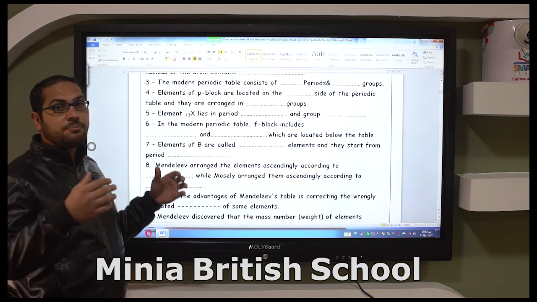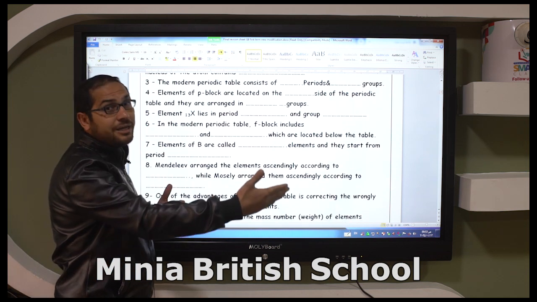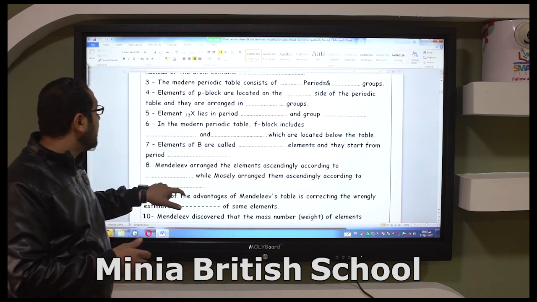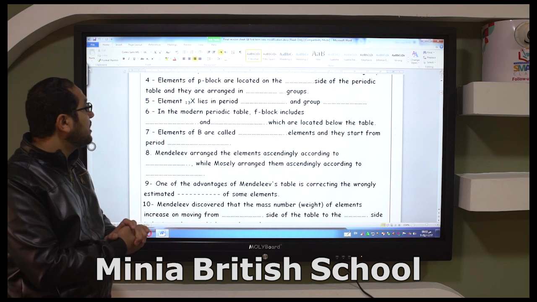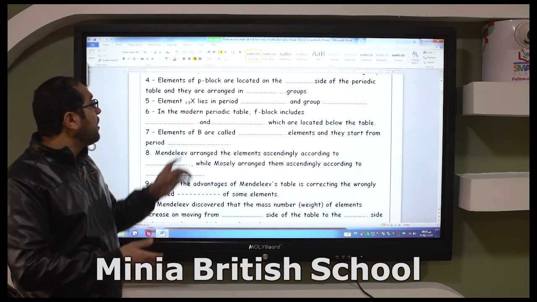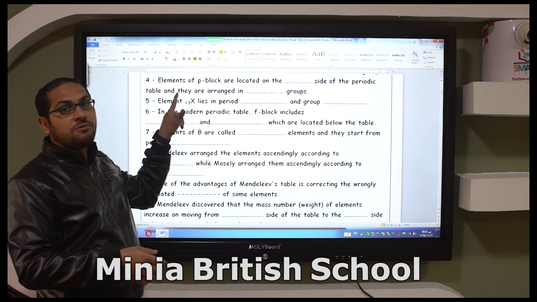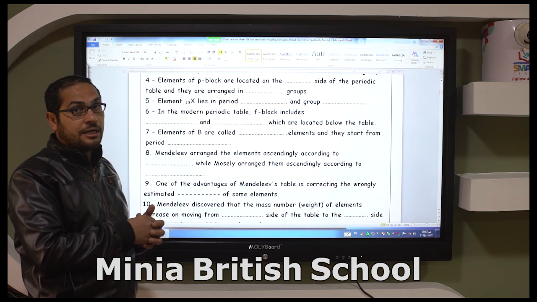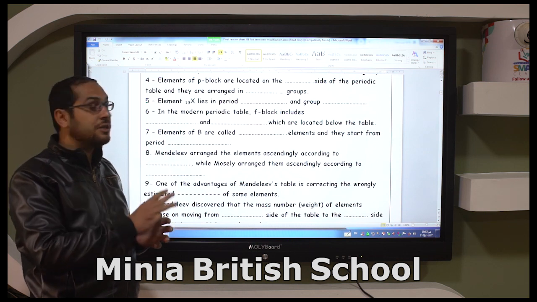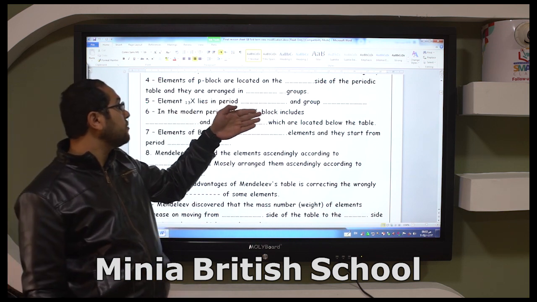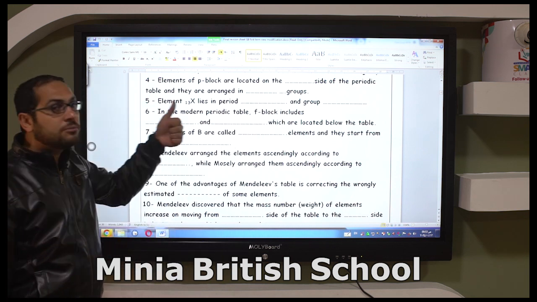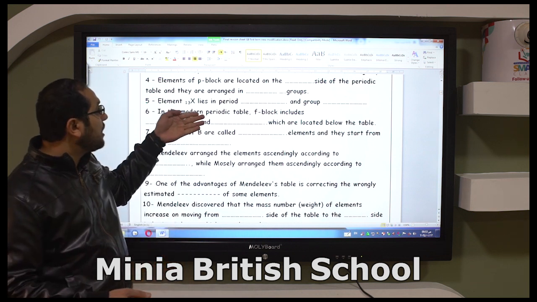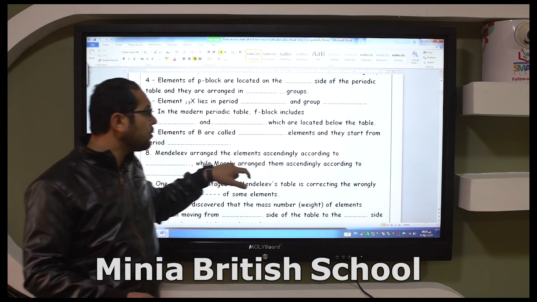Elements of the P block are located on the right side, while the S block is located on the left side. Element X13 lies in which period? First, we write the electronic configuration: 2, 8, 3. This electronic configuration has 3 energy levels, meaning this element is located in period 3, and the outermost level contains 3 electrons. This means this element lies in group 3A.